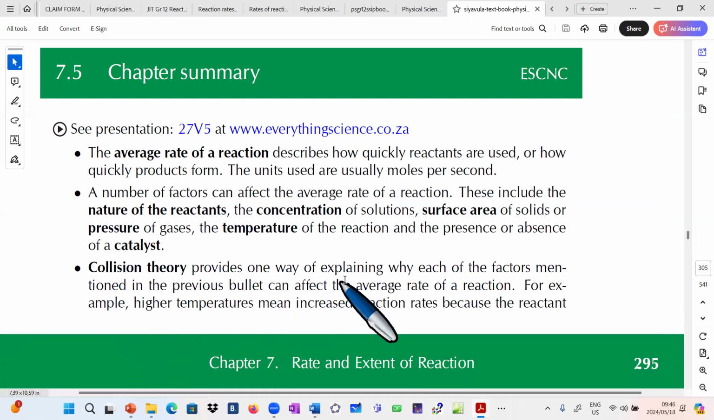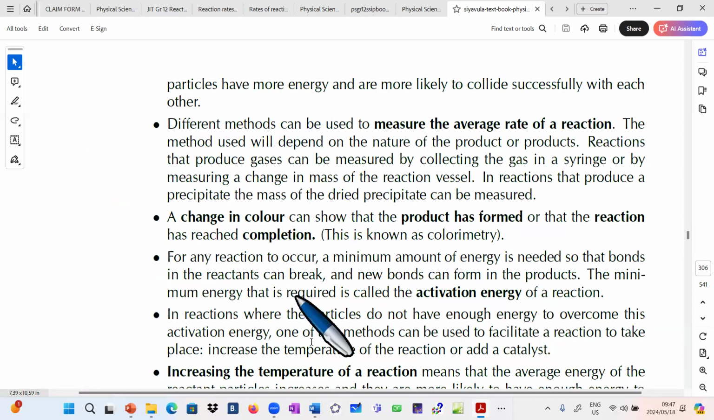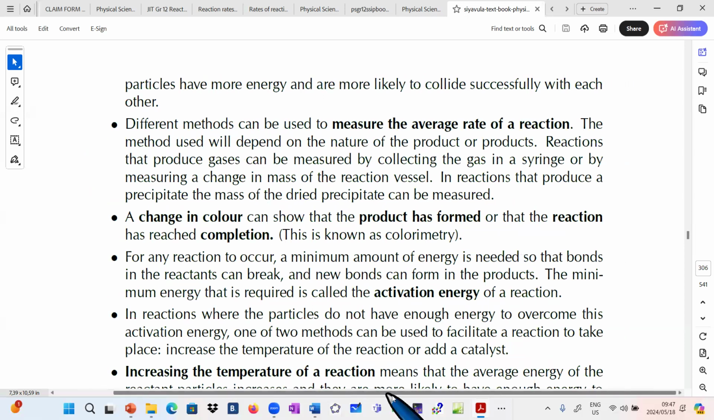Collision theory provides one way of explaining why each of the factors mentioned in the previous bullet can affect the average rate of a reaction. For example, higher temperatures mean increased reaction rates because the reactant particles have more energy and are more likely to collide successfully with each other.